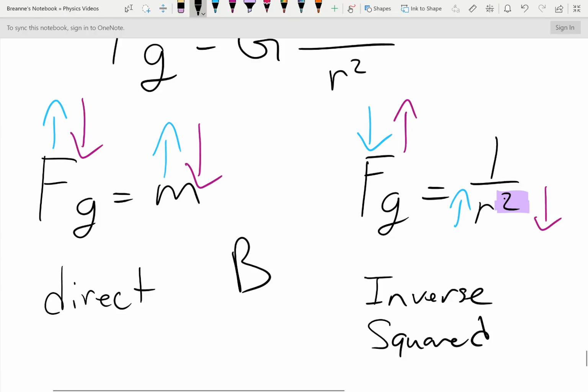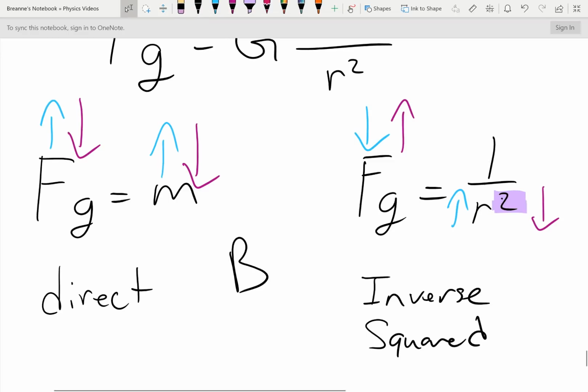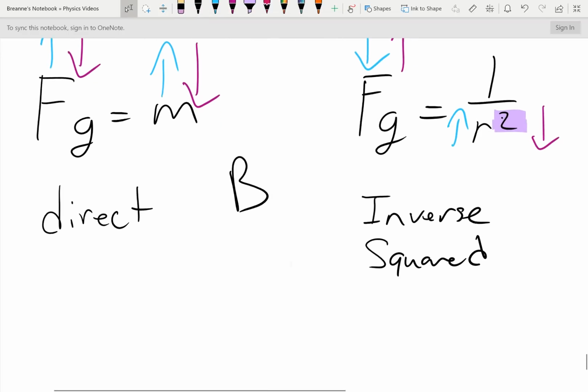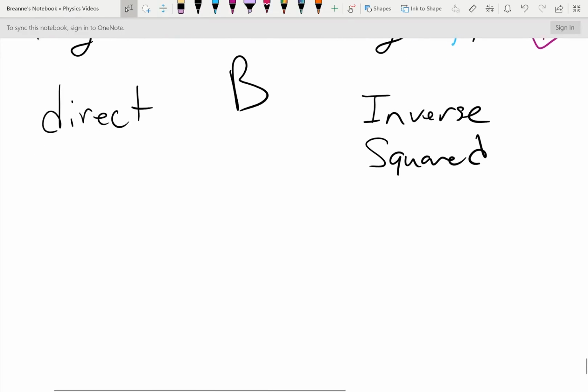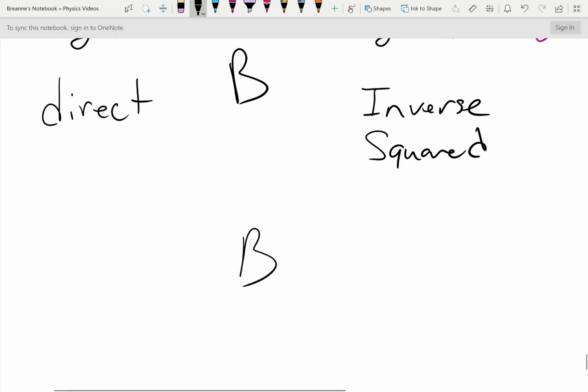15. If the mass of the moon is doubled and the mass of the Earth remains the same, what happens to the gravitational force between them? It actually doubles also. So it's direct. Mass and force is direct. So it'll end up doubling. So 15, the answer is B.